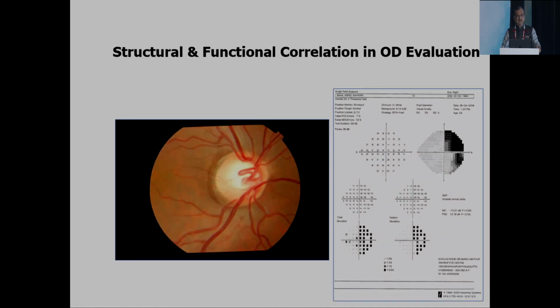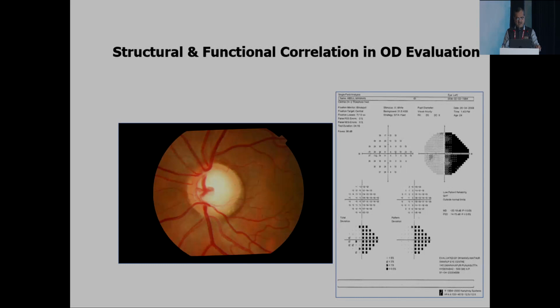If you see this here, always look out for temporal pallor of the optic disc, especially if it is seen in both the eyes. You won't be surprised, you may get a hemianopic defect. The other eye shows a hemianopic defect.